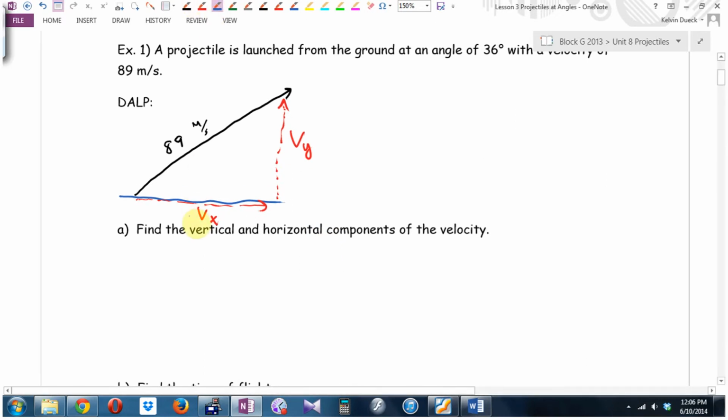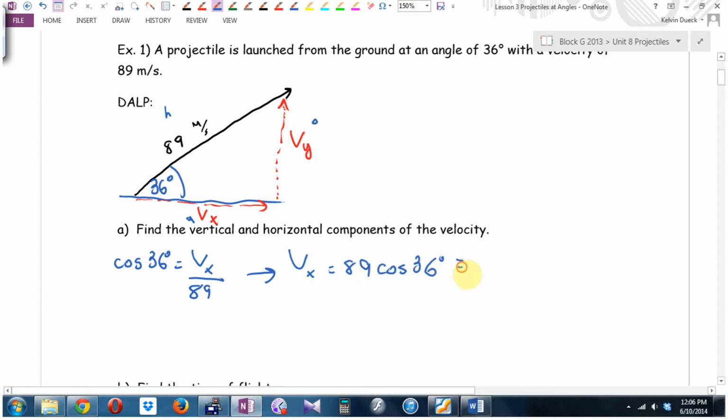Let's see. This is going to be adjacent, hypotenuse, opposite. You know what? I think Vx is going to be cosine. Oh, I forgot to put the angle in there. 36 degrees. I should do that, shouldn't I? Cosine of 36 degrees equals Vx over 89. How would I get the Vx by itself? Vx is going to be 89 cos 36 degrees. And I think sine of 36 is going to be Vy over 89.